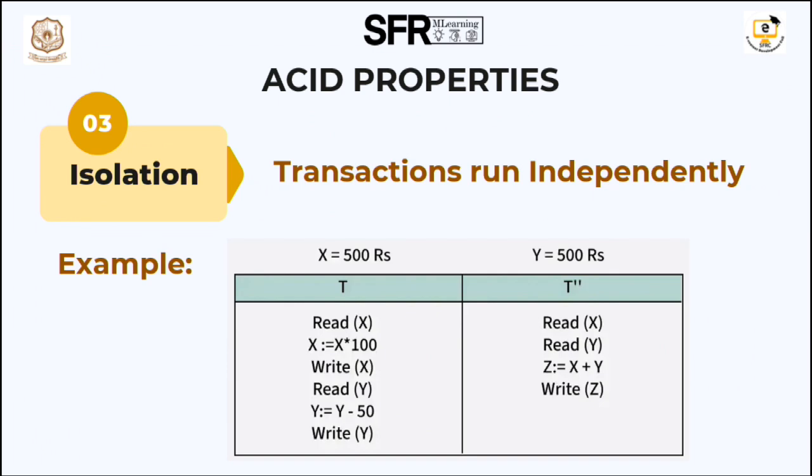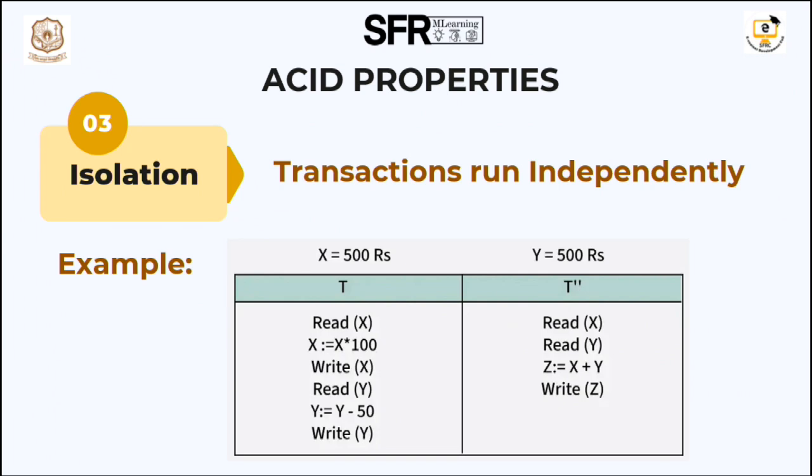In transaction T double dash, it starts and reads x and y, that is x equal to 500, y equal to 500. It calculates the sum 500 plus 500, that is 1000. Meanwhile, the values of x and y change to 450 and 550 respectively. So the correct sum should be 450 plus 550, which is equal to 1000.